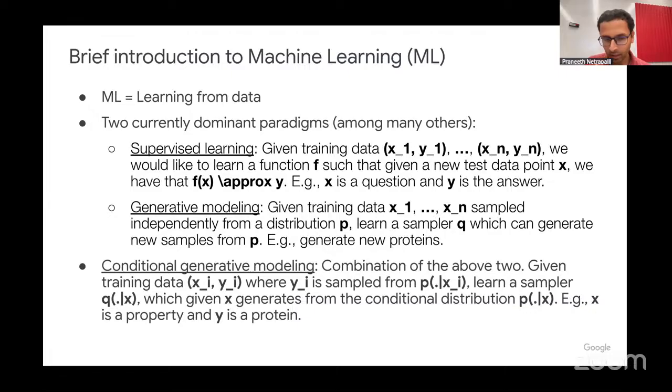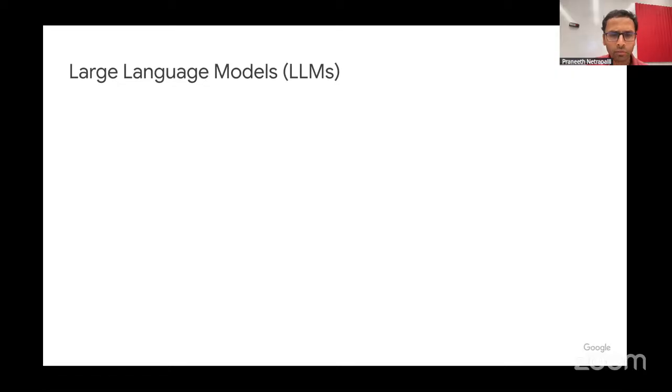And conditional generative modeling is a combination of both of these, where we want to condition the generation process on some covariate. Let's say we want to condition the generative process on xi. So given xi, we want to be able to sample from the conditional distribution of p of whatever we want to sample, conditioned on xi. Again, we are given training data samples xi, yi, and we want to learn this conditional distribution sampler. Here we can think of x as some property, and y as a protein which actually satisfies that property. So we want to be able to sample a protein which satisfies that property. Large language models can be thought of as conditional generative models.